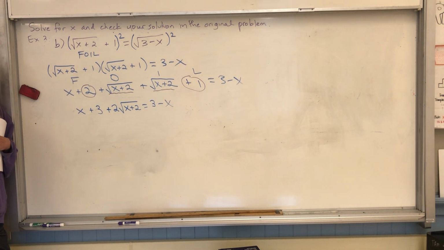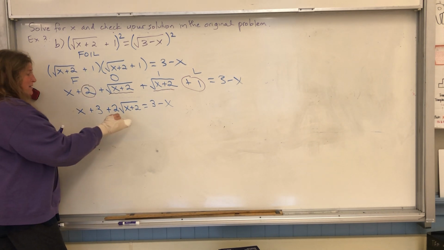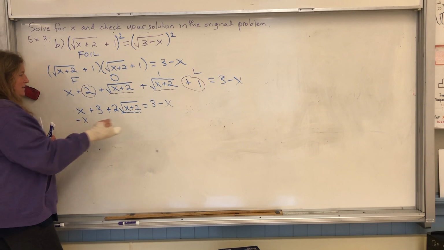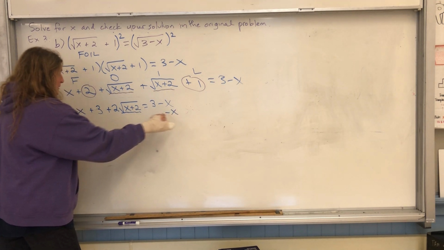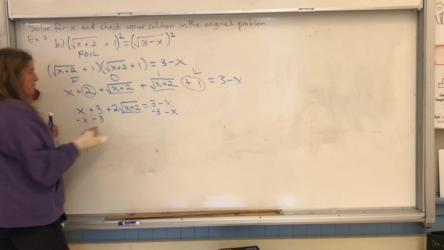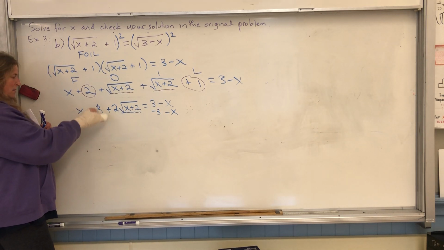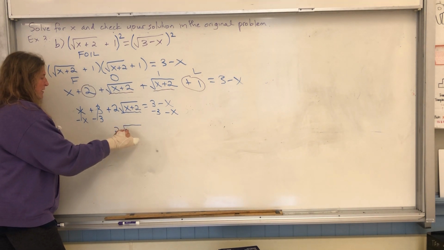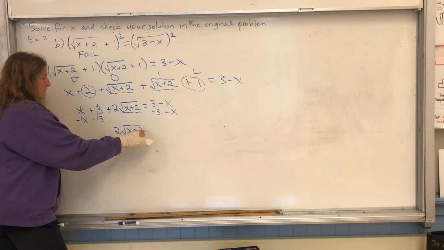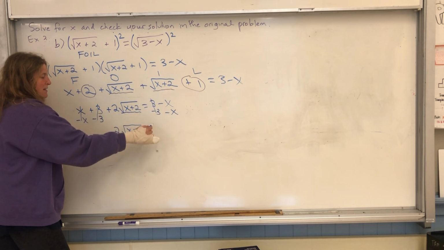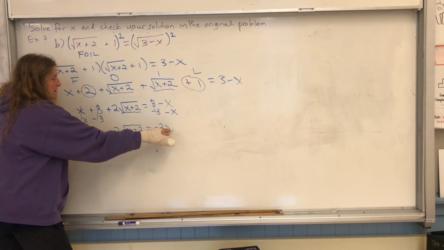Okay, so now at least we only have one square root. So what we want to do is isolate this. So let's subtract x. Let's subtract 3. And look what happens. Well, these go out, and I'm left with 2 times the square root of x plus 2. Well, 3 minus 3, that's out, and negative x minus x is negative 2x.